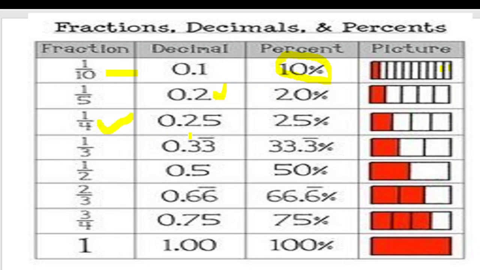1 by 4, it is in decimal 0.25, 25%. From 4 boxes, 1. 1 by 3 in 0.33, 33.3%. In 3 boxes, 1 by 3. 1 by 2, 0.5, 50%. From 2, 1 by 2. 3 by 4, 0.75, 75%. From 4 boxes, 3. And 1 is whole, 100%.